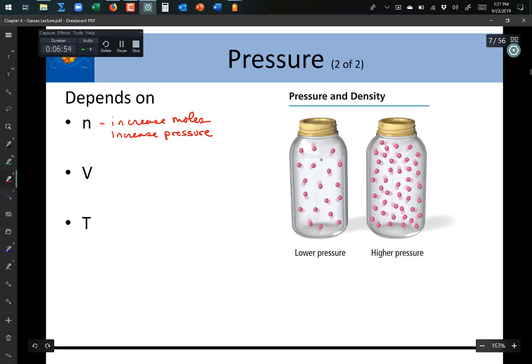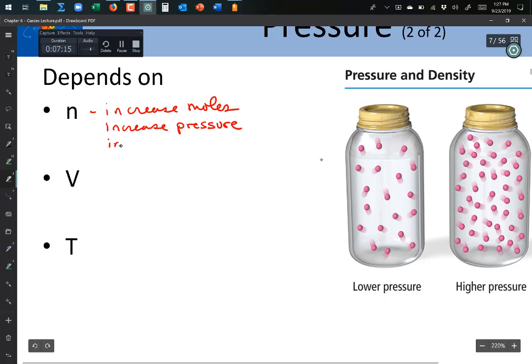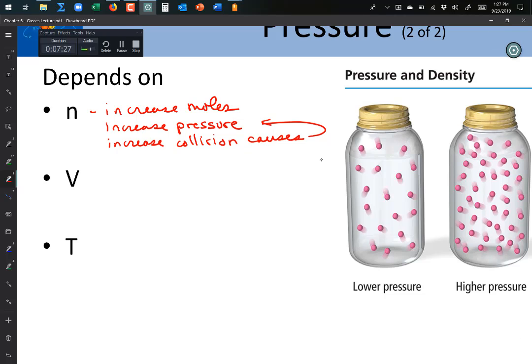Now, why does it increase? There are more molecules bouncing off each other. There's just more molecules bouncing, right? And so as the molecules bounce against the wall, if there's just more of them, increased collision is what causes the increase in pressure.